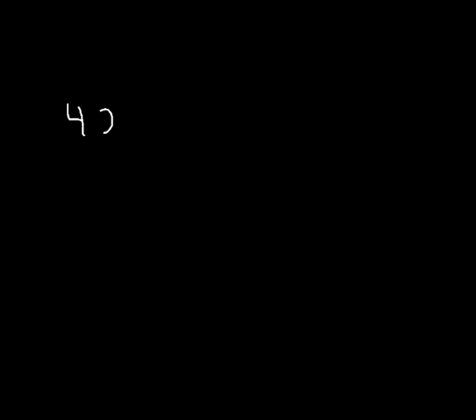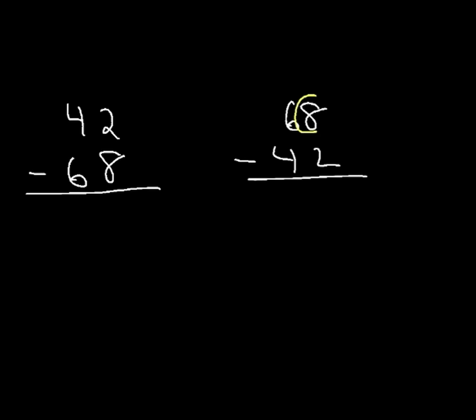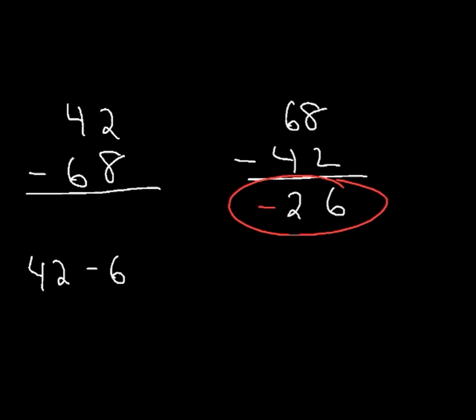Try this one. 42 minus 68. Notice that 68 is a bigger number than 42. So therefore, the overall result is negative. Now you don't want to subtract it the way it's written. What you could do is if you're subtracting by a larger value, reverse it. 68 minus 42. So 8 minus 2, that's going to be 6. And 6 minus 4 is 2. Since you reversed it, add the negative sign. So therefore, 42 minus 68 is equal to negative 26.